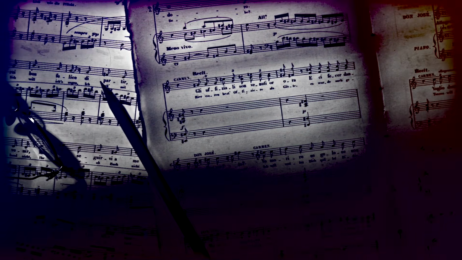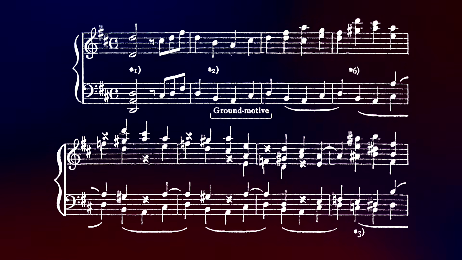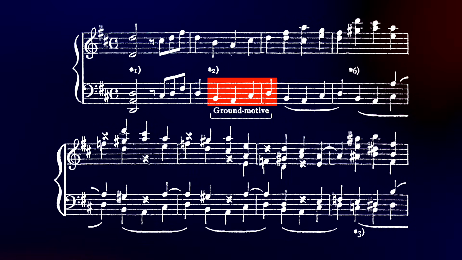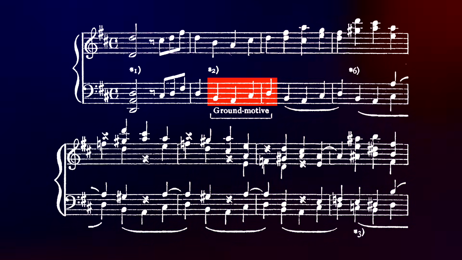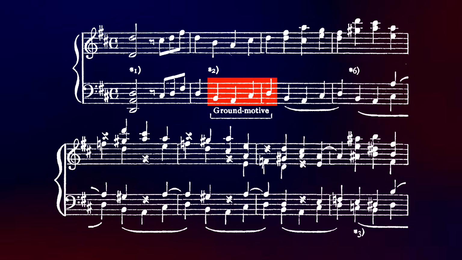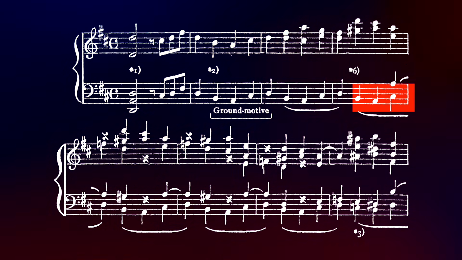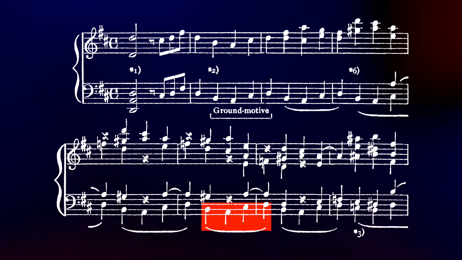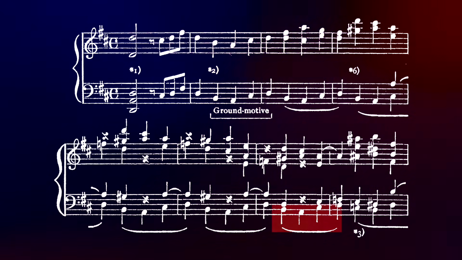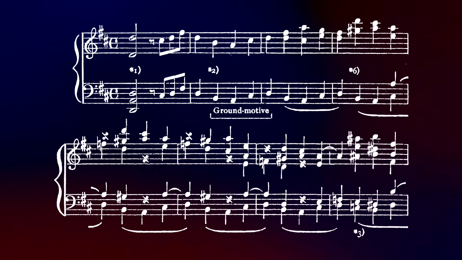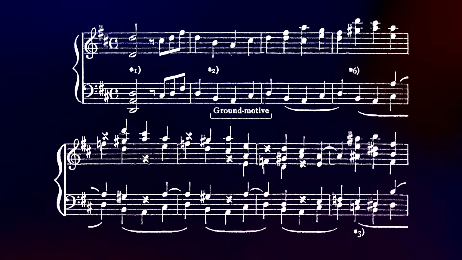So what is it? The ground motif is a short melodic figure, typically about one measure in length, though sometimes a bit more or less. It's usually placed in the bass part, and it's repeated there as many times as needed. These repetitions are often exact, but can be slightly altered. Occasionally, the motif may even be transferred to a different part altogether.